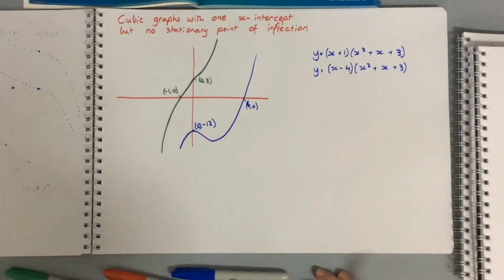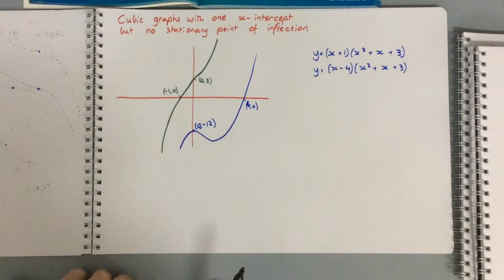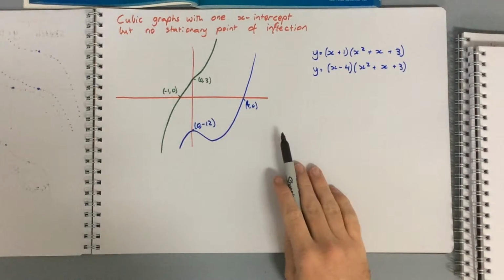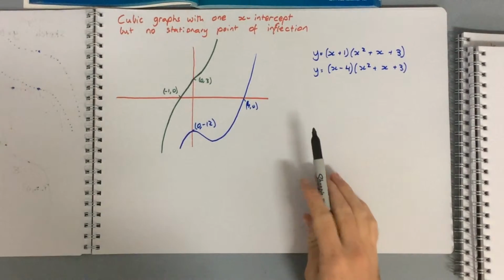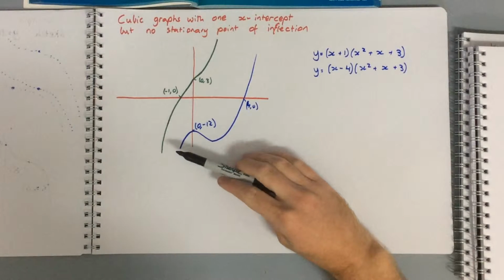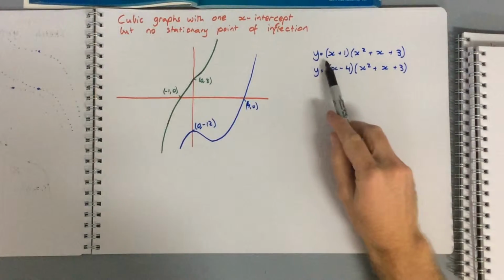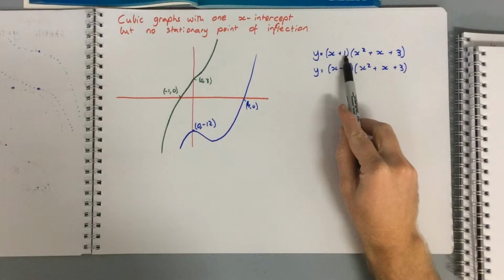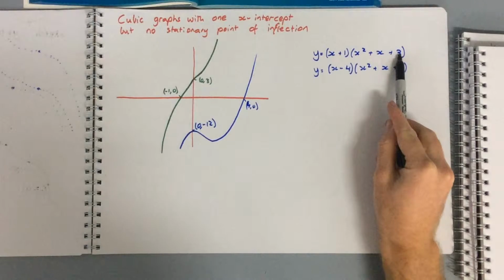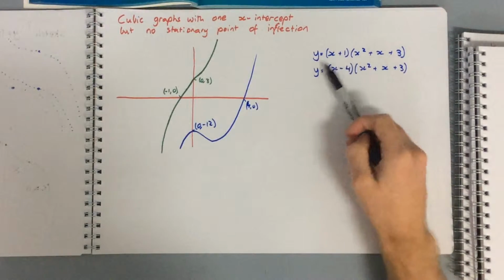Okay, we're just going to have a look at the last little bit on cubic graphs. So first one, cubic graphs with one x-intercept but no stationary point of inflection. So basically we get to a stage or some circumstances where we find one linear factor, and then we have a quadratic and we can't factorize that quadratic any further into intercept form.